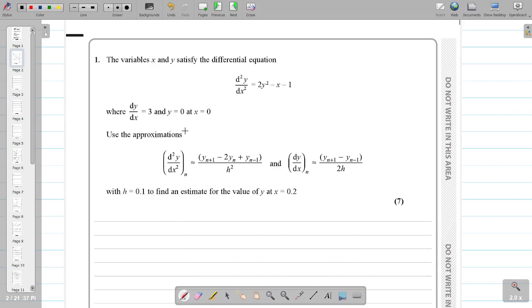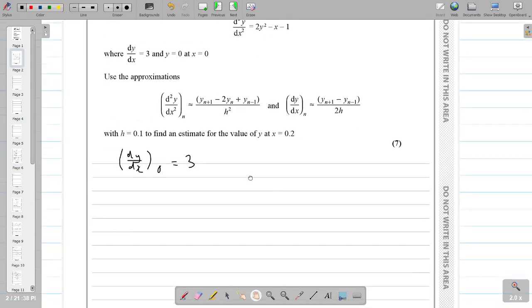So y sub 0 is just 0, right? Because y sub 0 is the first 0 we encounter. Y sub 1 is going to be y when x is equal to 0.1, right? So we know that dy dx at 0, which is the starting one, is equal to 3, right? Because this is when x is equal to 0, y equals 0. Y at 0.2 is just going to be, we need to find what y sub 2 is equal to. We basically need to find what y sub 2 is.